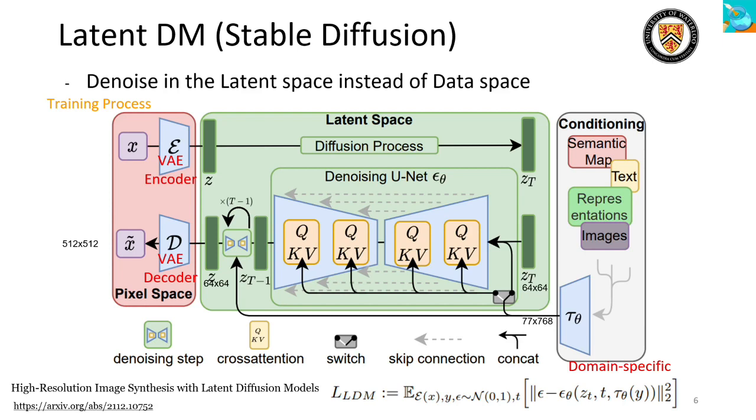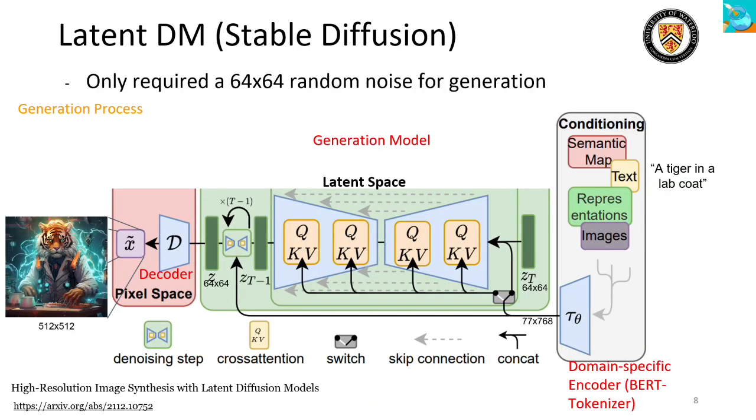How about the domain-specific encoder? So during the training process, you have this domain-specific encoder. During the training, it goes through the cross-attention to control how the image is going to be generated. After the training, it becomes like this at the inference process. You have a domain-specific encoder, which is the text encoder, and then you have the generation model. Then finally, you have the decoder, such that this is following the paradigm that we mentioned at first.